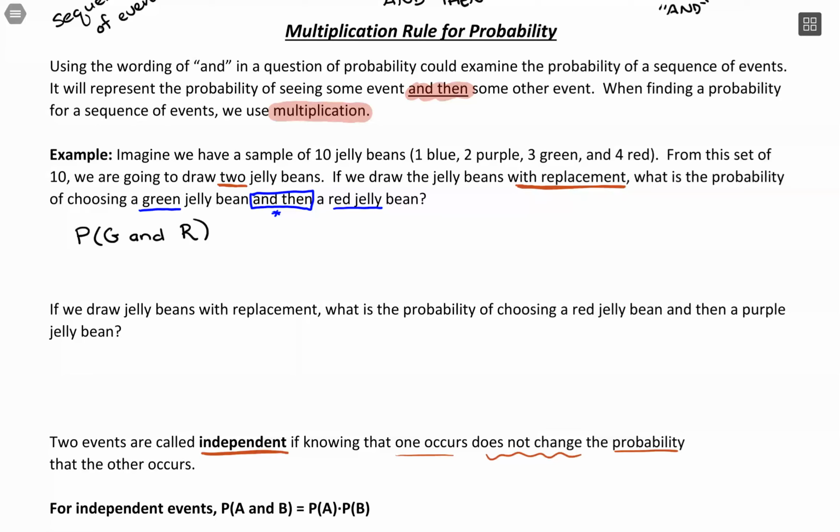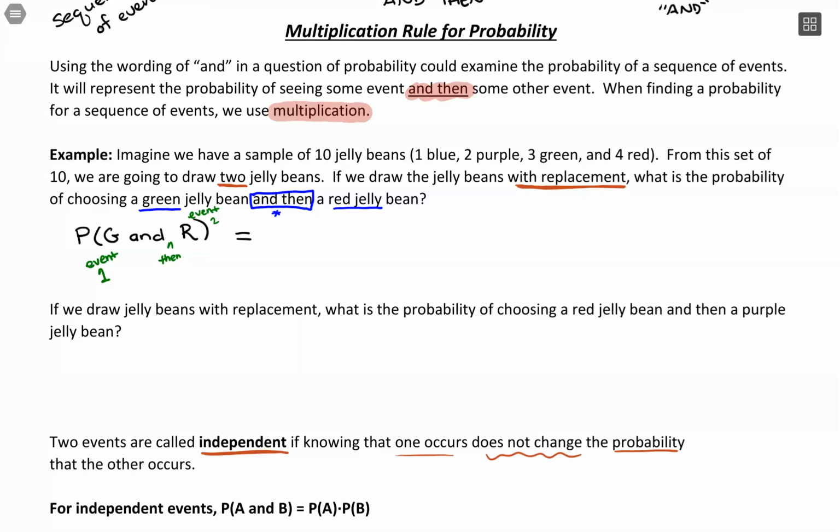So notation-wise, it looks the same, but if you go back to the question itself, it's really asking a sequence where the green jelly bean is event 1, so that's our first event, and then the red jelly bean is event 2. So we have these two events in these successive trials that we're doing. So with that, the rule that we use is that we're going to have multiplication.